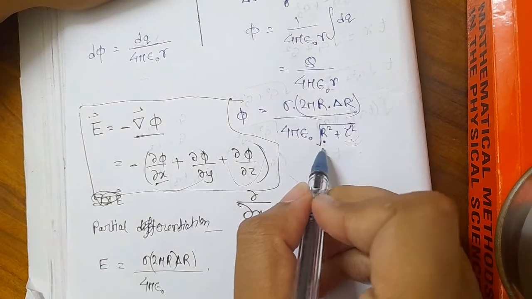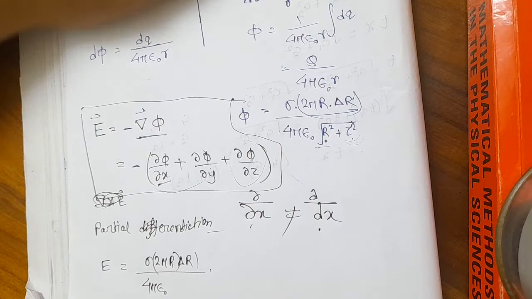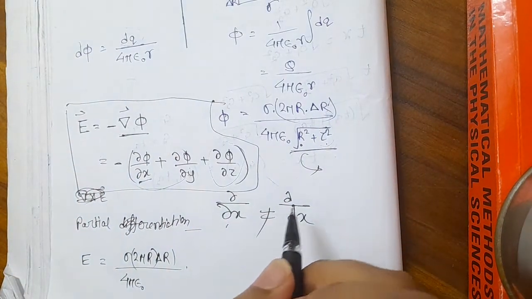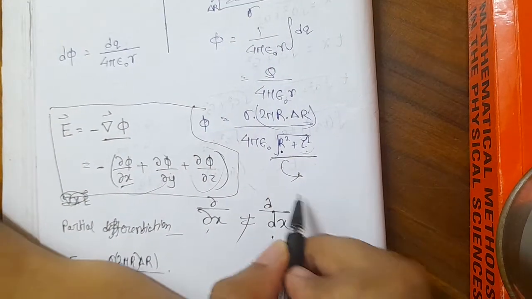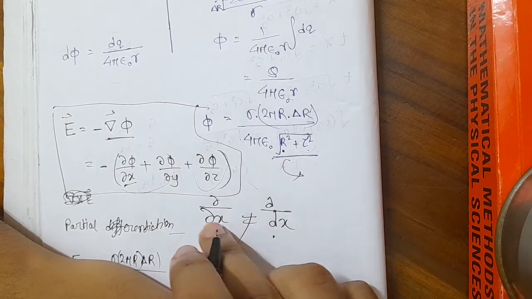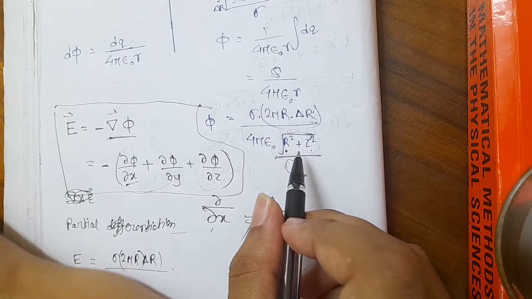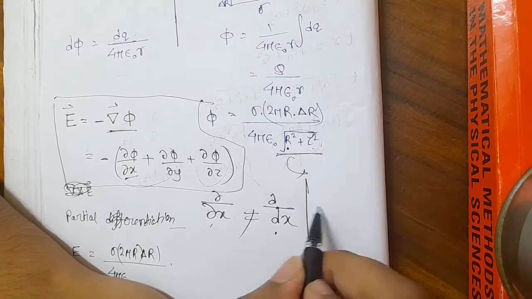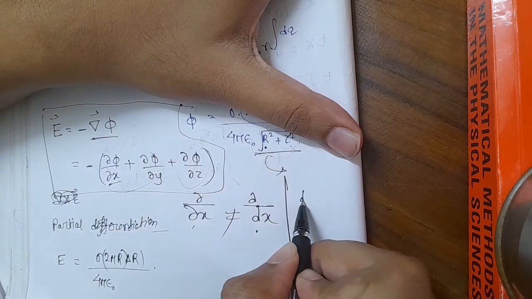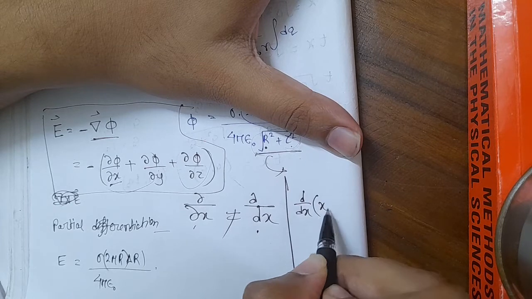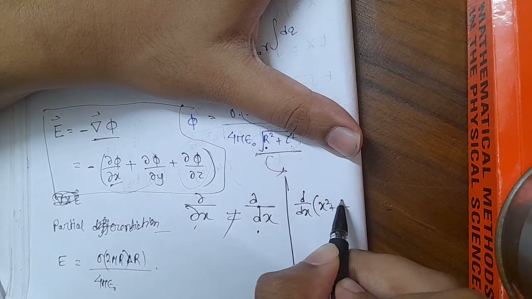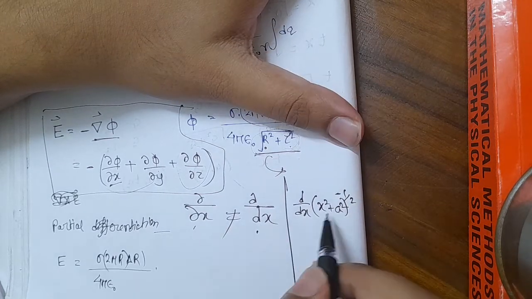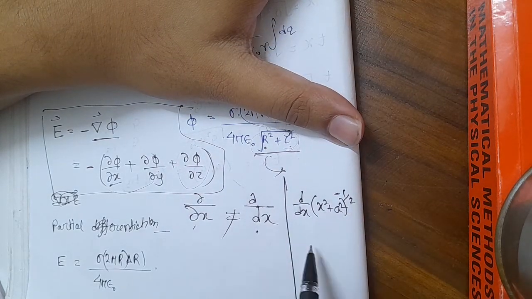Now r square plus z square, a bit of mathematics here for those students who do not have maths in their class 12. So this has the same formula as the formula for total differentiation. So this is something like d/dx of (x square plus a square) to the power minus 1 by 2. Now do this, whatever you will get, that is the formula.